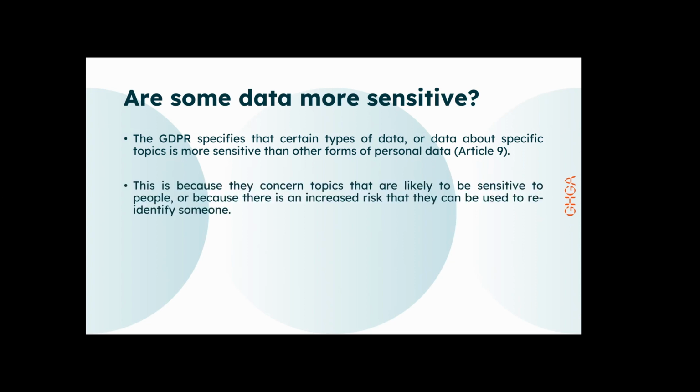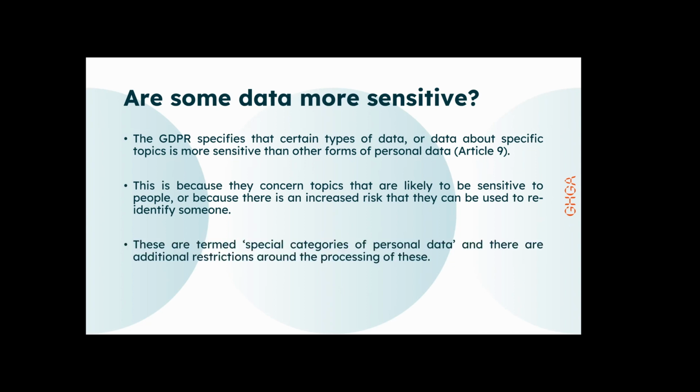And these topics were selected because they're perceived to be more likely to be sensitive to people, or because the information actually increases the risk that it could be used to re-identify someone. So it could be something like a genome, for example, or something which is very unique to an individual, such that it's very likely to lead to the re-identification of someone.